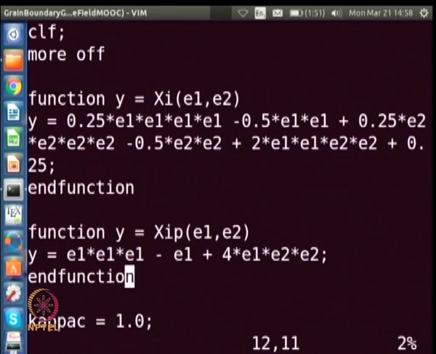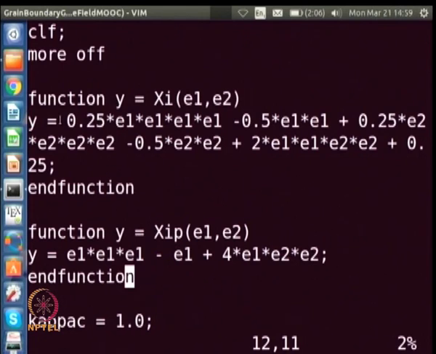Now, when we take the variational derivative with respect to phi 1 or phi 2, we also need the derivative of this function with respect to either phi 1 or phi 2. But this function is symmetric in phi 1 and phi 2, so we can manage to do the calculation with just one function. So, this is what this xi prime basically is.